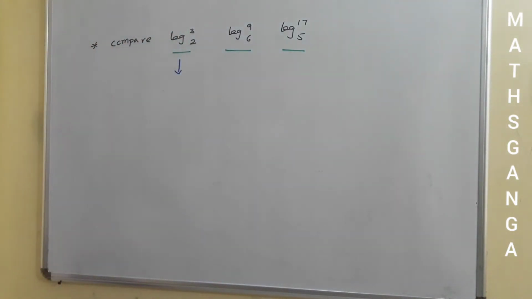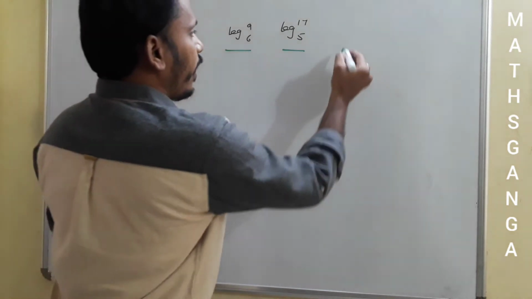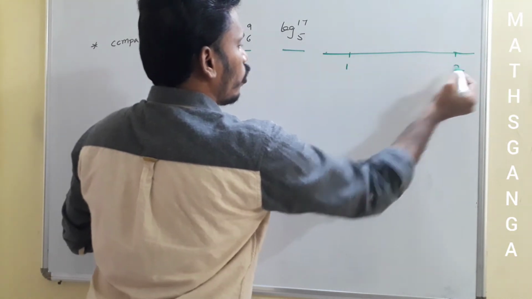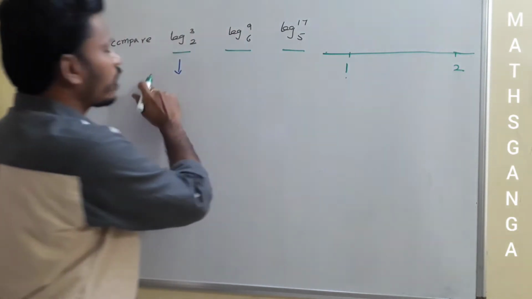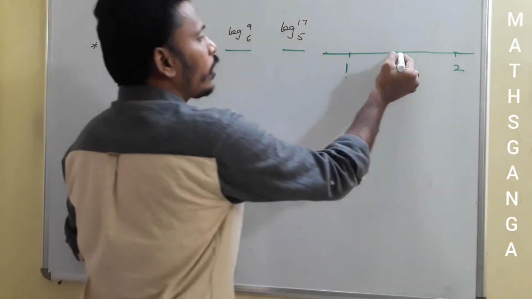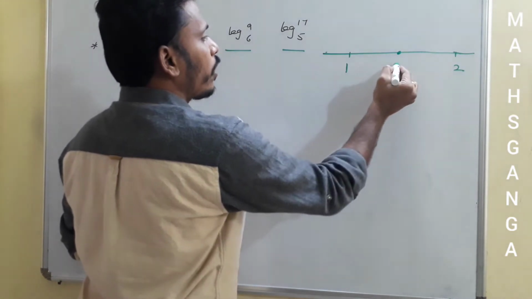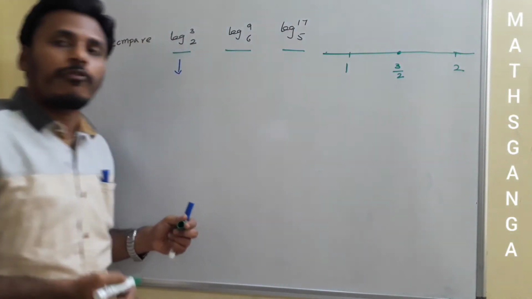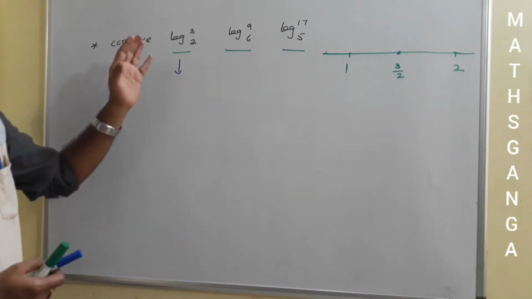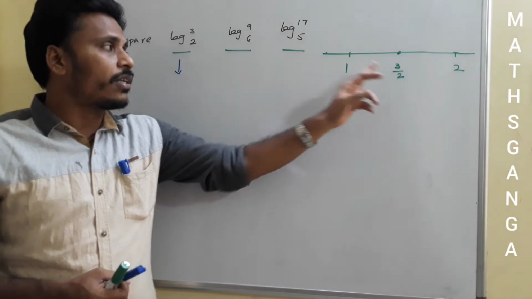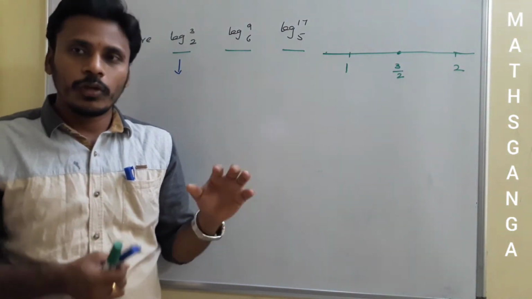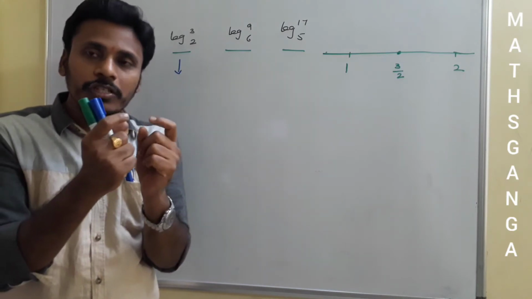Just imagine the number line. Somewhere I have 1, somewhere I have number 2. In between 1 and 2 these three values are located. Then you need to take the reference point as the midpoint of 1 and 2, which is nothing but 3 by 2, 1.5. I need to check which among these three numbers is greater than 3 by 2 and which is less than 3 by 2. Actually it's a step by step reducing of the region.